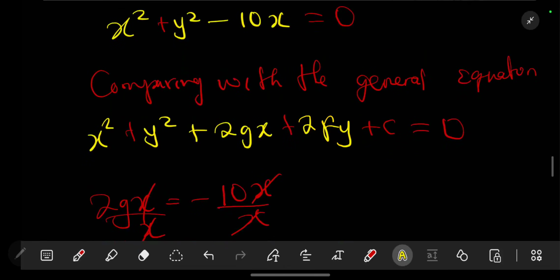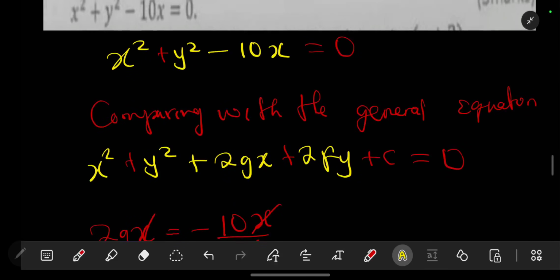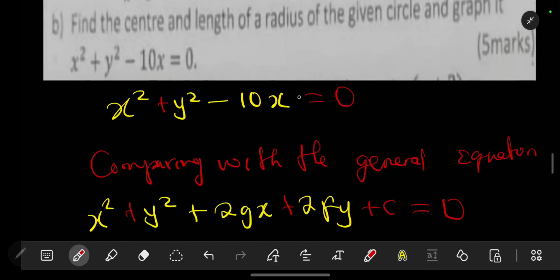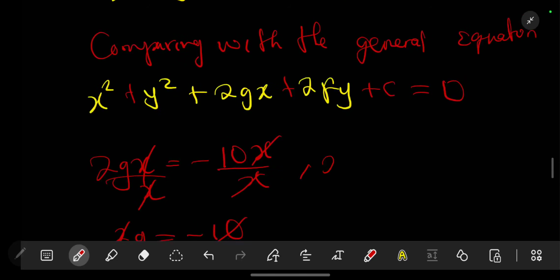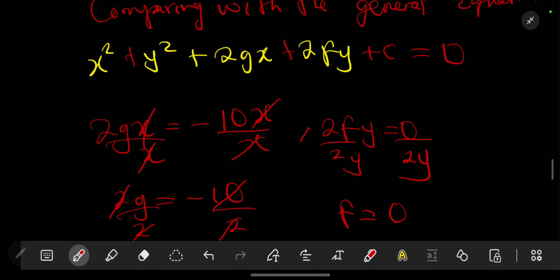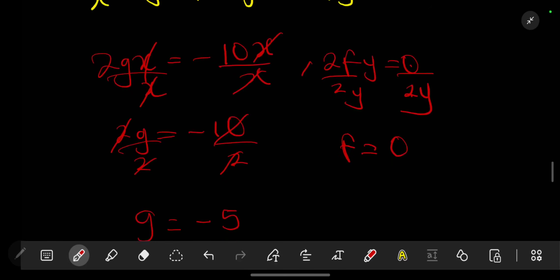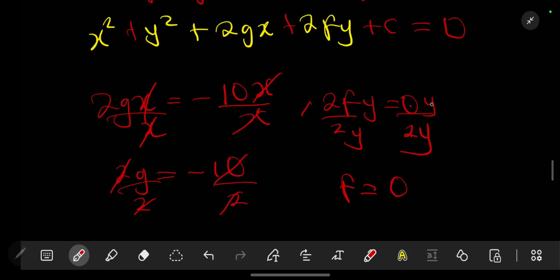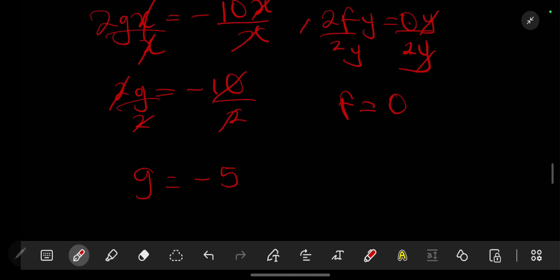Now you are going to get this 2fy. Look at here. Do we have any number with y? It's there, but it's 0y. So we compare our 2fy to be equal to 0. We divide by 2y. That means our f is equal to 0. 0 divided by 2y is 0. So in fact this is still 0y, so this and this cancel. 2 divided by 0 is 0.